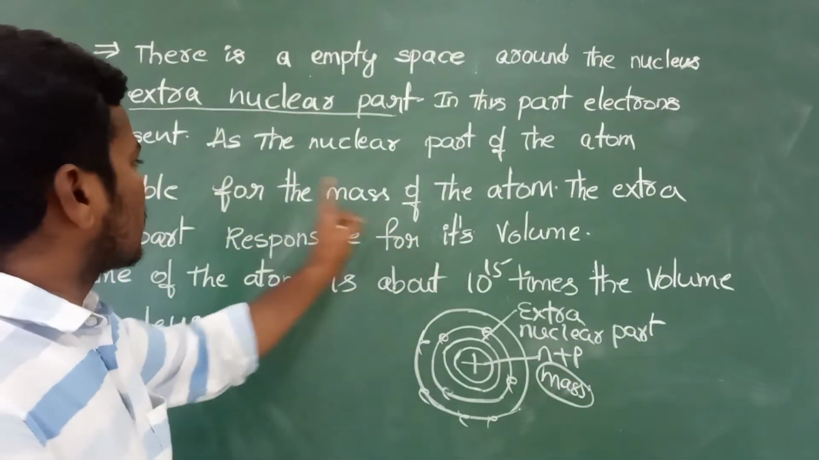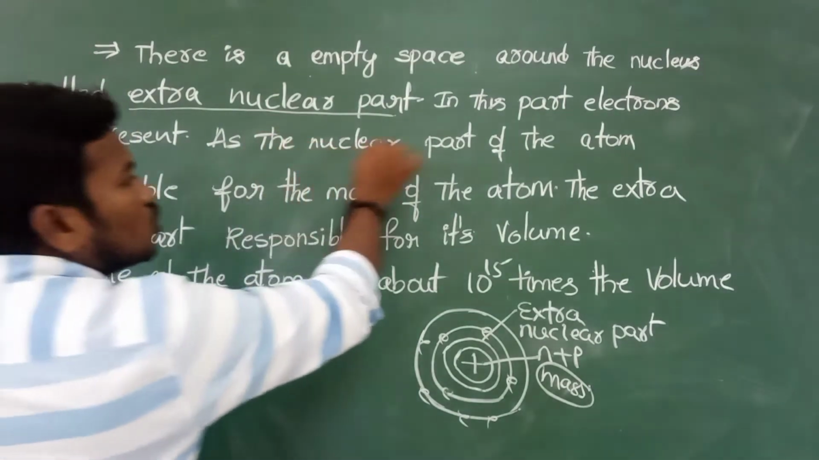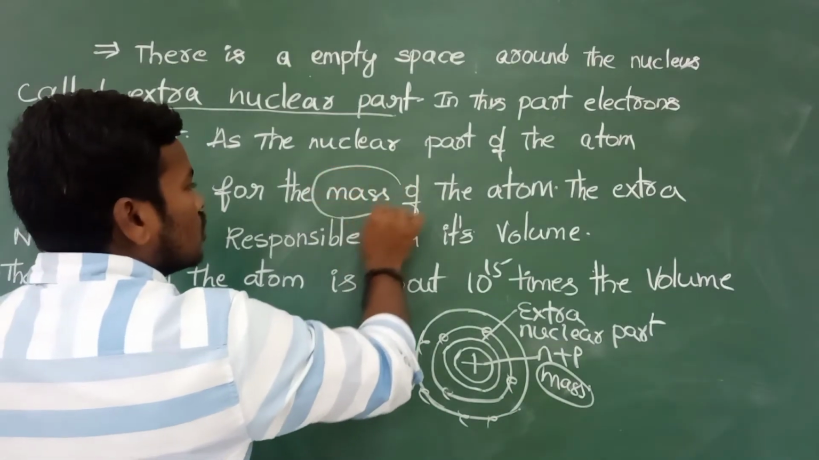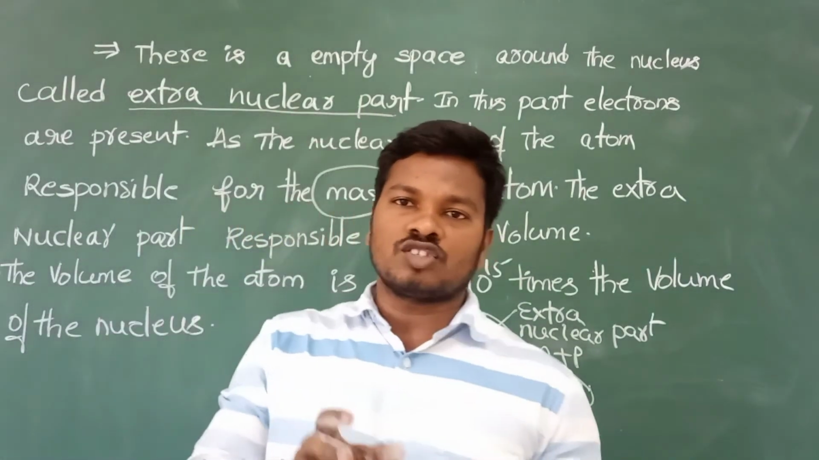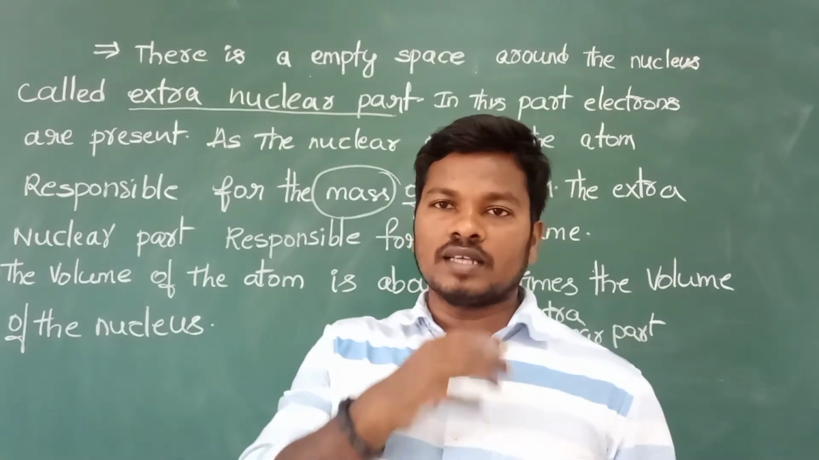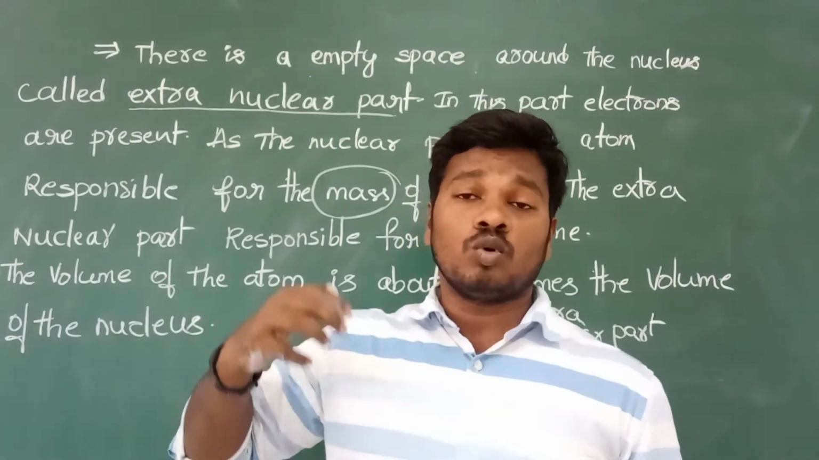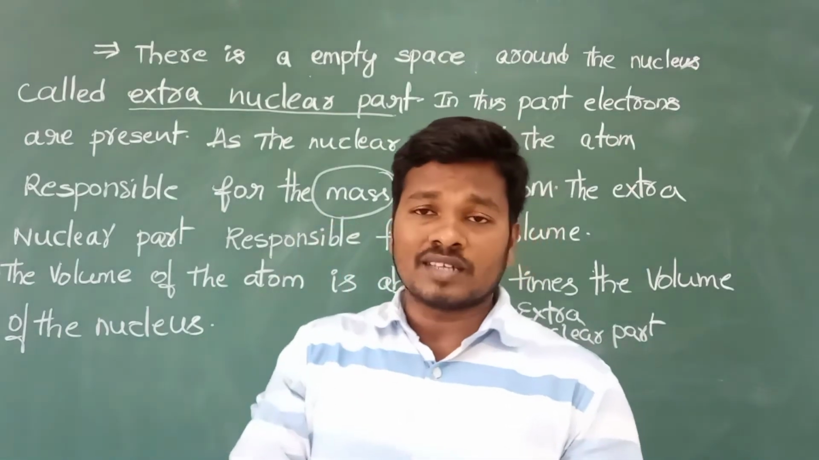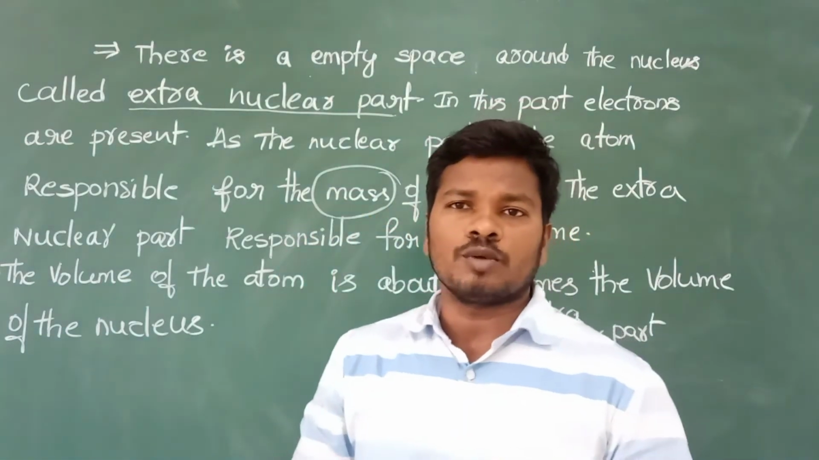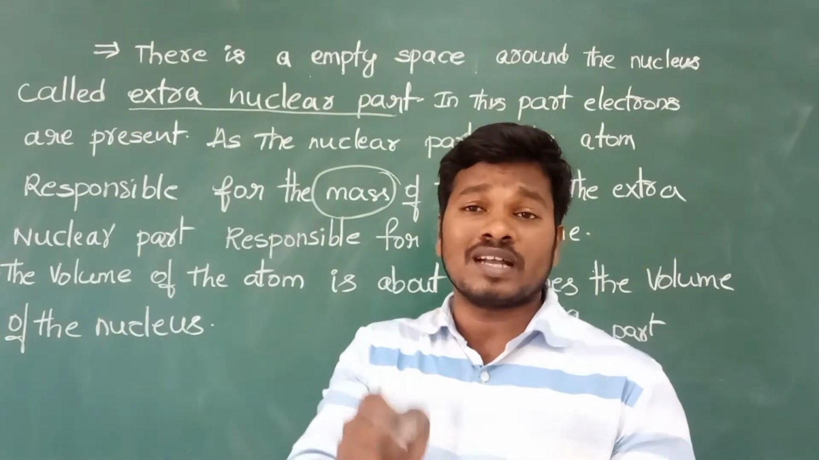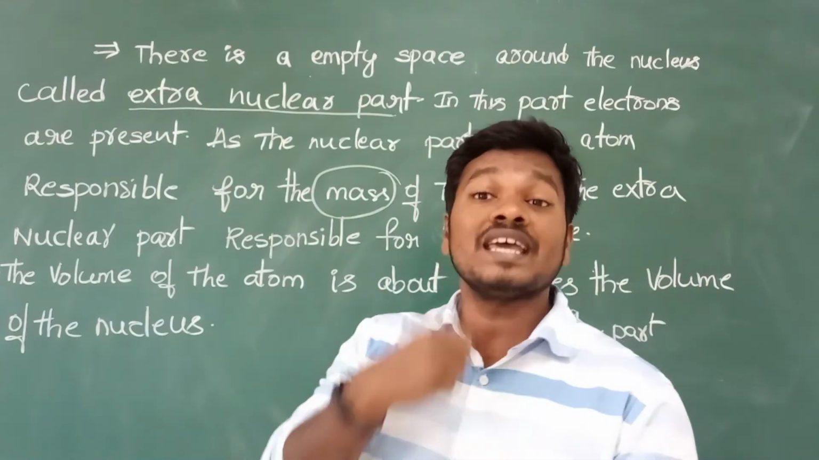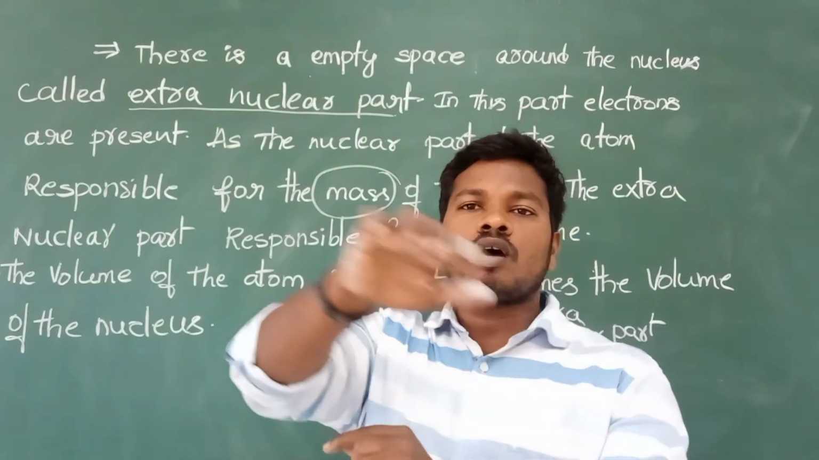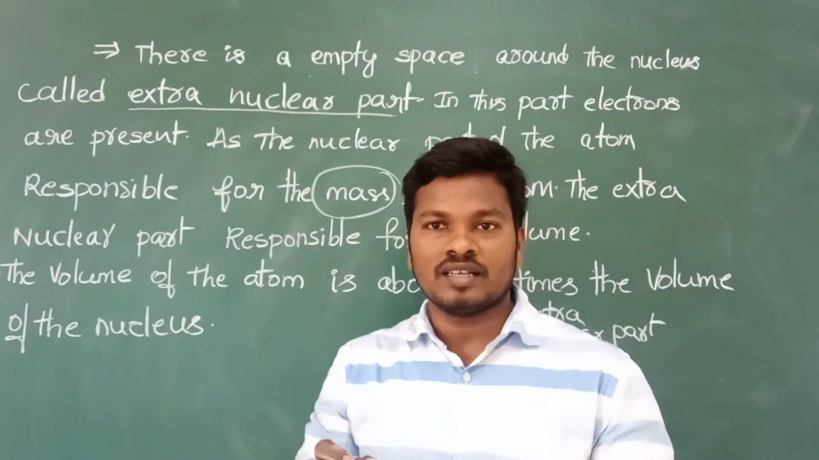The extranuclear part. You can see the next point. The nuclear part of the atom is responsible for mass. That means the nucleus has the highest mass. If you want to calculate the mass of the atom, you give more weight to the nucleus. So the nucleus is responsible for the mass. But whenever you are talking about the volume, you have to consider the extranuclear part where electrons are present, because compared to the nucleus volume, the extranuclear volume is high.